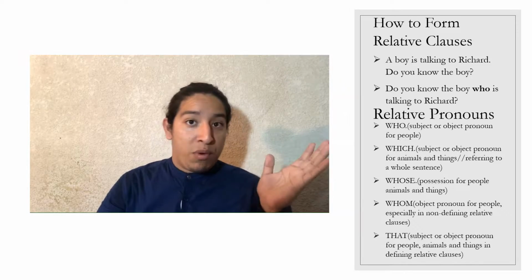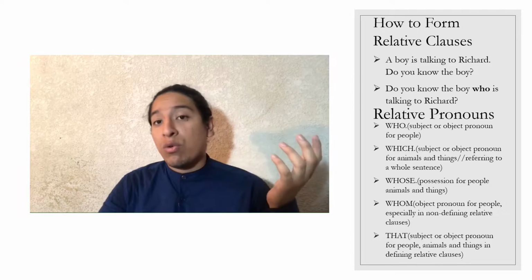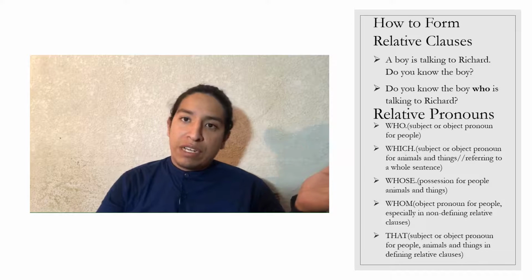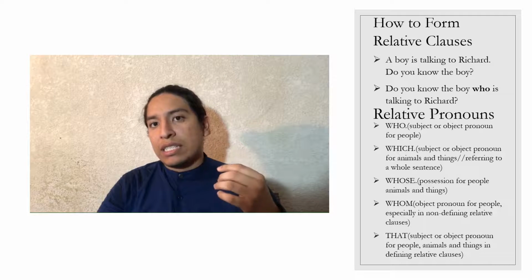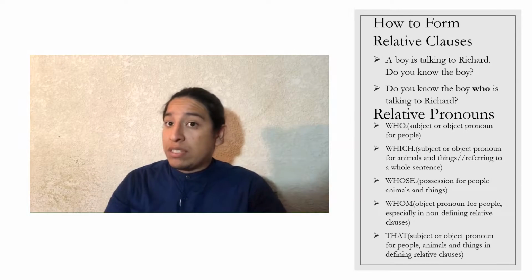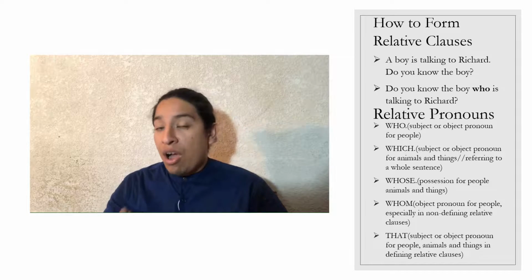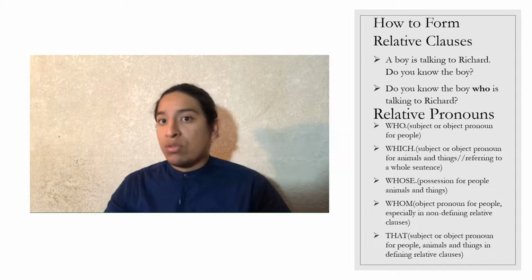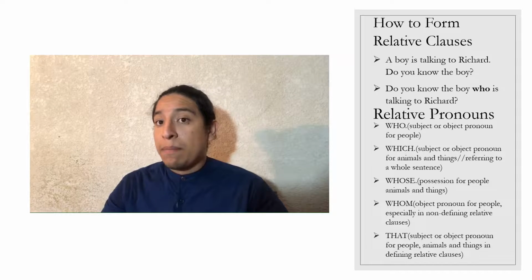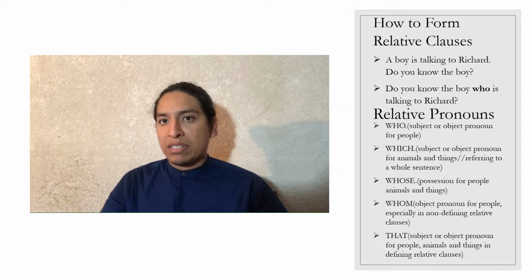Do you know the boy who is talking to Richard? In this case, we use the who to determine the union between the first sentence and the second sentence. In this case, we are using relative pronouns. We are using the relative who to determine who is the person that is talking to Richard, instead of saying two sentences: recognizing the person, then asking for information about the person.